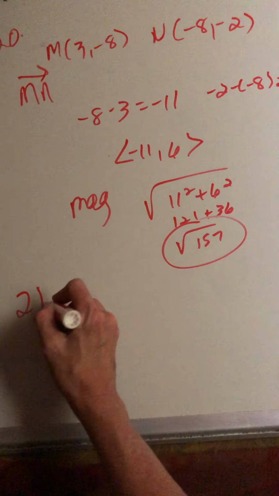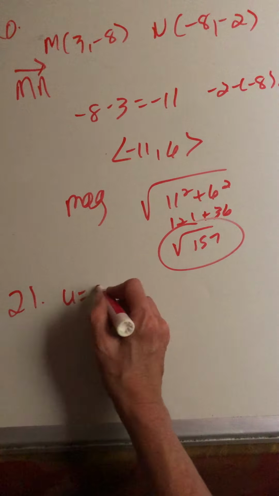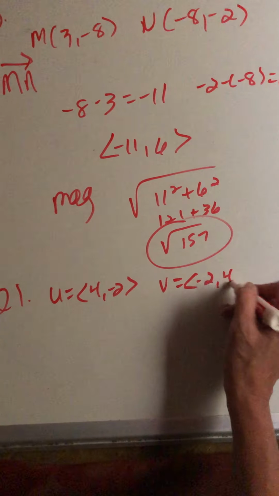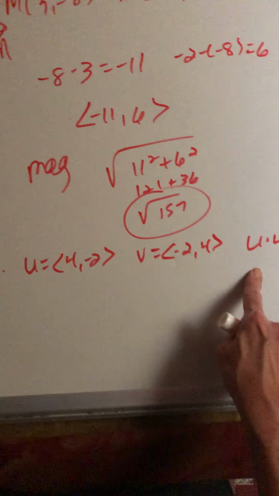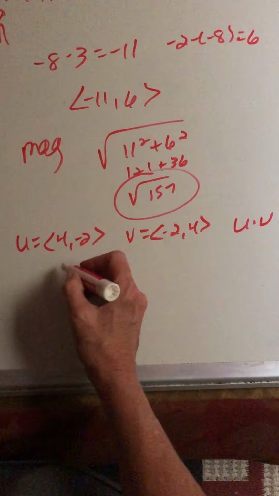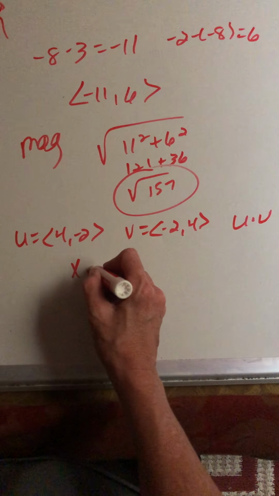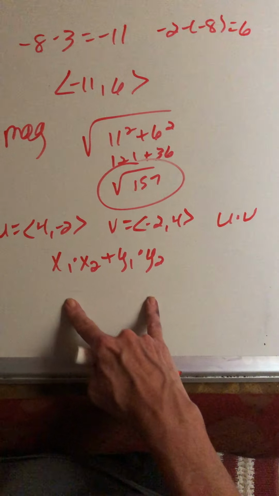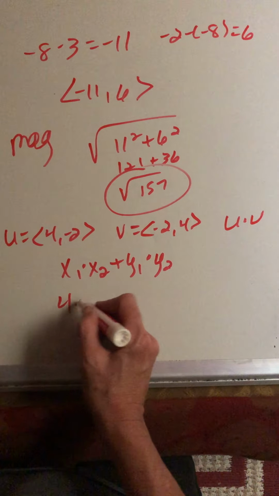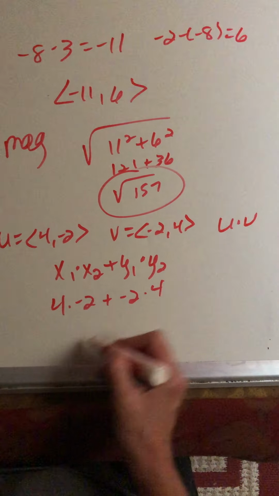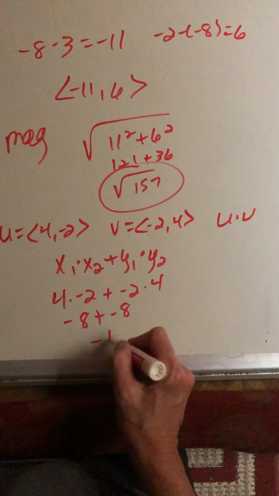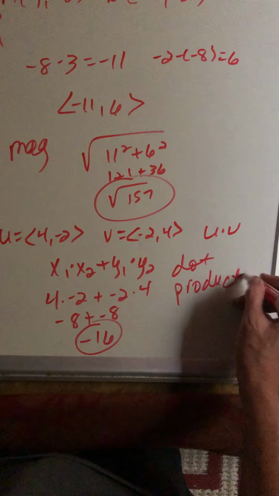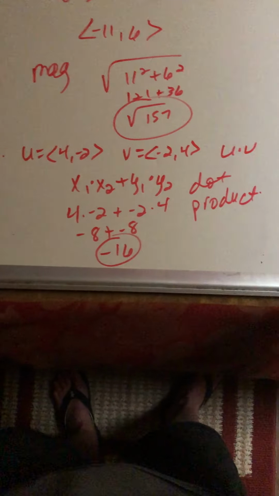Same on the test. Okay, then on 21, you've got u is 4 comma negative 2, and v is negative 2 comma 4, and you're wanting to find u times v, which is what we call the dot product. To find the dot product, it's x1 times x2 plus y1 times y2. So we would do 4 times negative 2 plus negative 2 times 4. That would be negative 8 plus negative 8, which is negative 16. That is called the dot product. And that's number 21.